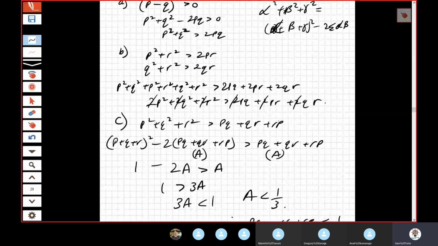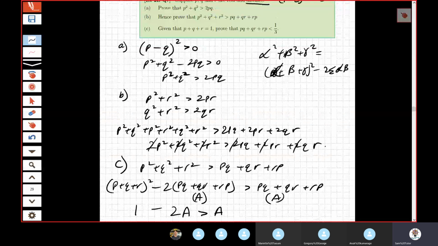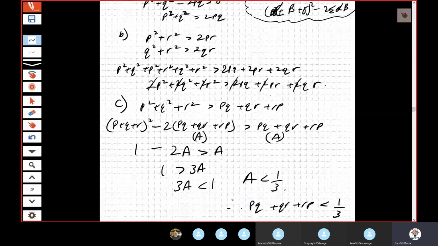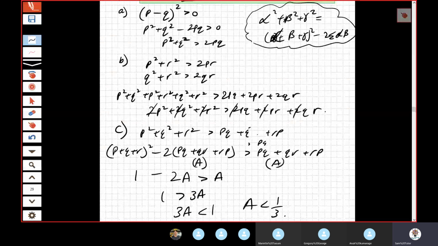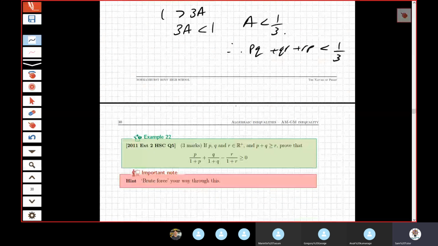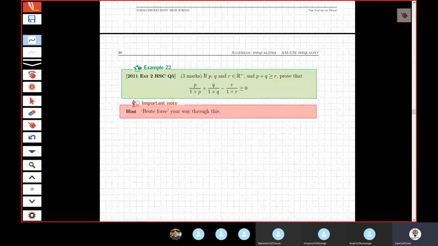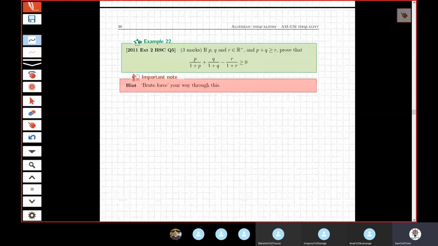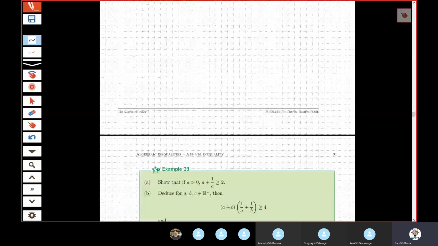Okay, so that one there, they related polynomials. I guess what gave it away to me when I first started it was the fact that they said p plus q plus r, and when you think of a perfect square, or p plus q plus r and this particular identity, usually this comes into play. I love that, brute force your way through this, because that's honestly the way you've got to do some of them.